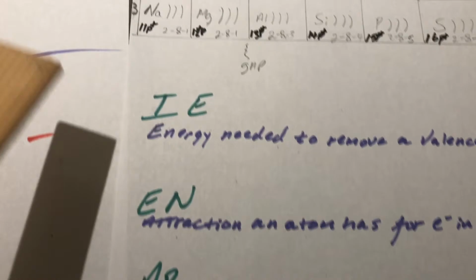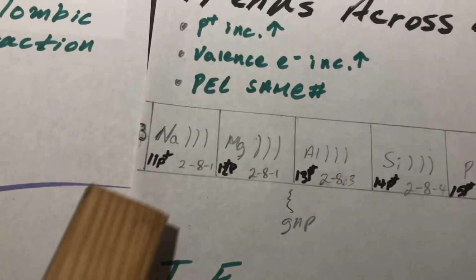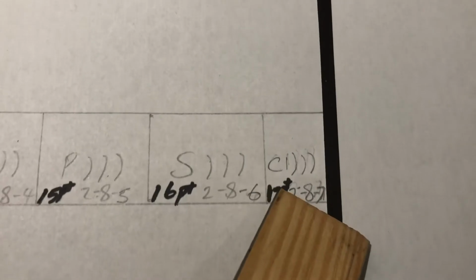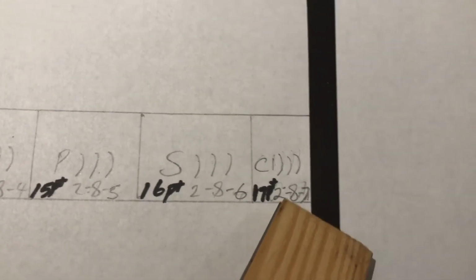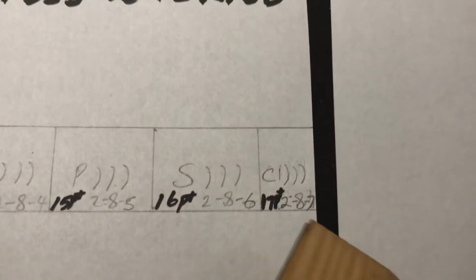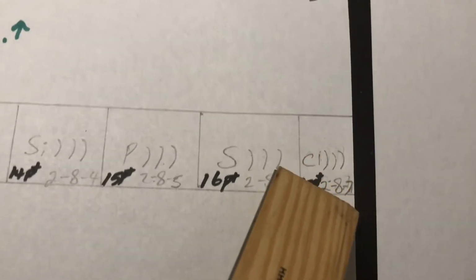We establish that attraction is increasing as we go from left to right. Here we have 11 protons and 1 valence electron, versus over here we have 17 protons in chlorine attracting 7 valence electrons. Higher magnitude of charge increases attraction. So when you try to take one valence electron off of chlorine and one off of sodium, chlorine is going to take a lot more effort to pull it off. So going from left to right, the ionization energy will increase.